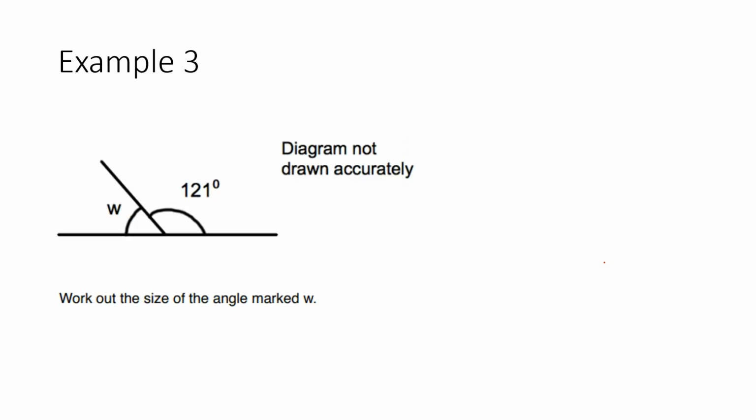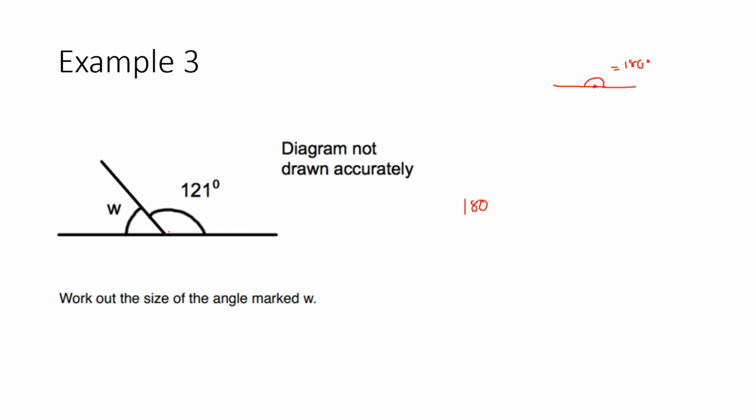Okay, next examples are going to be angles on straight lines, so half turn, which equal 180 degrees. So we've got here, work out the size of the angle marked W. So we'll know that on a straight line, the angle is equal to 180 degrees.